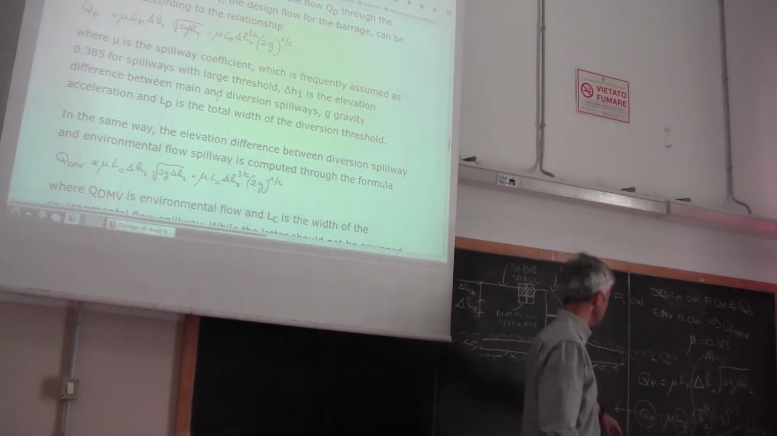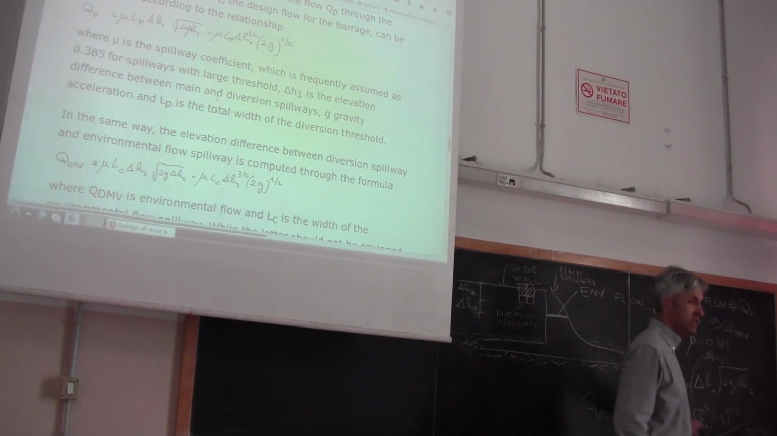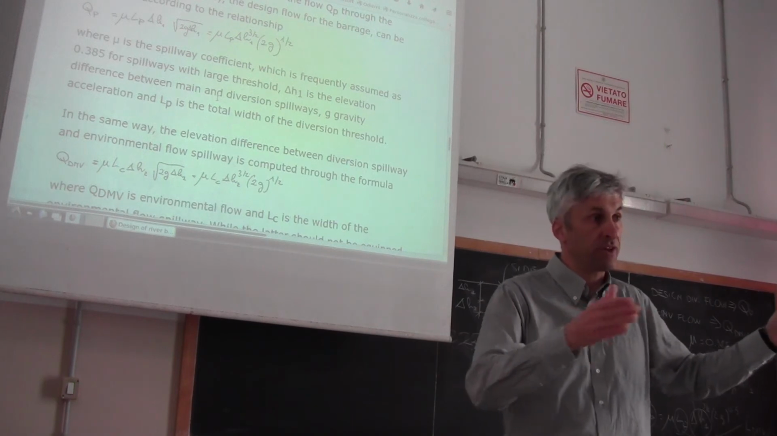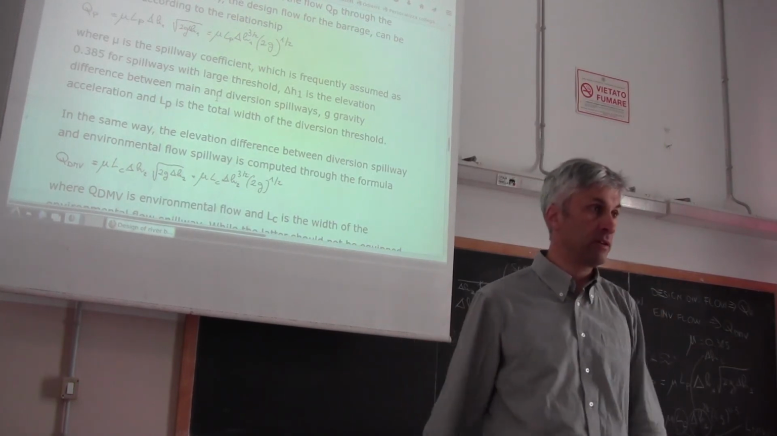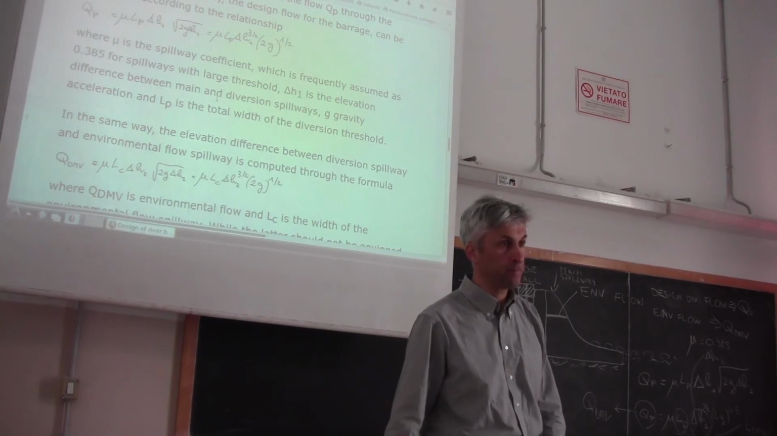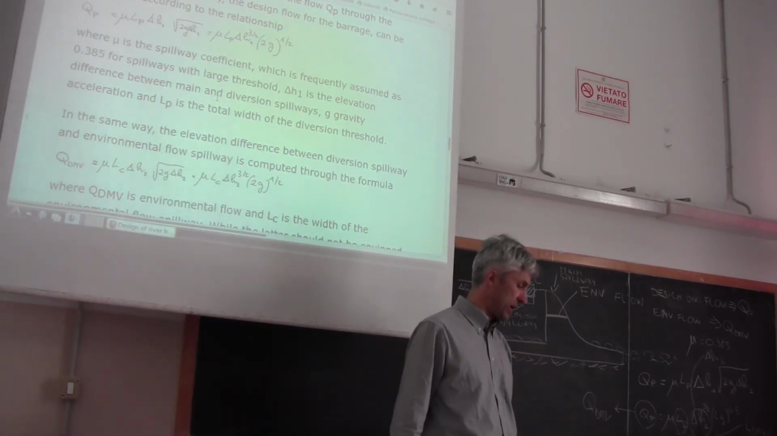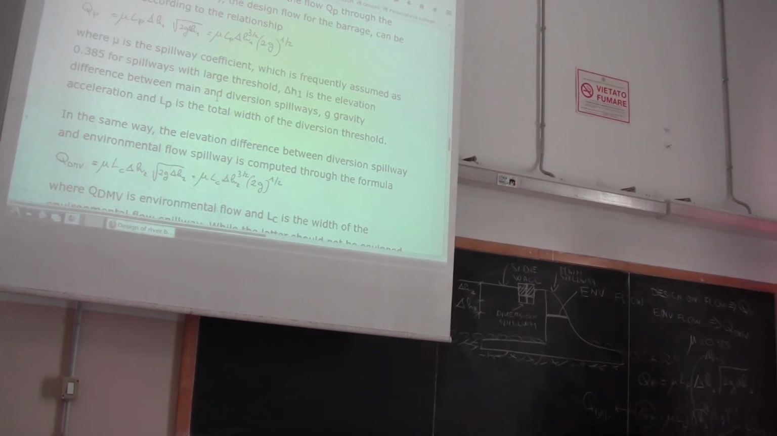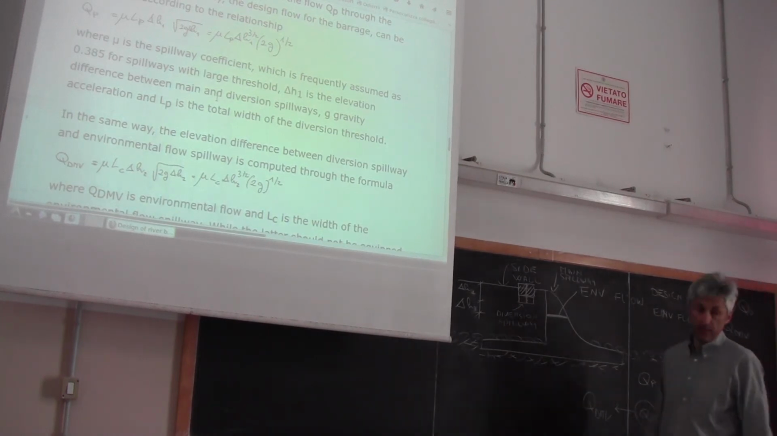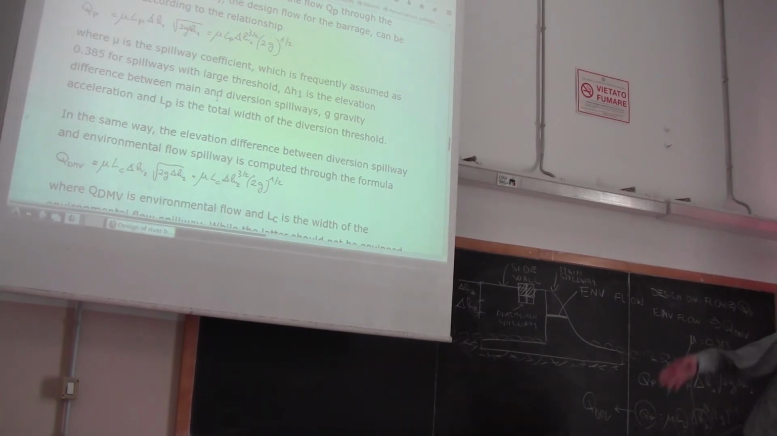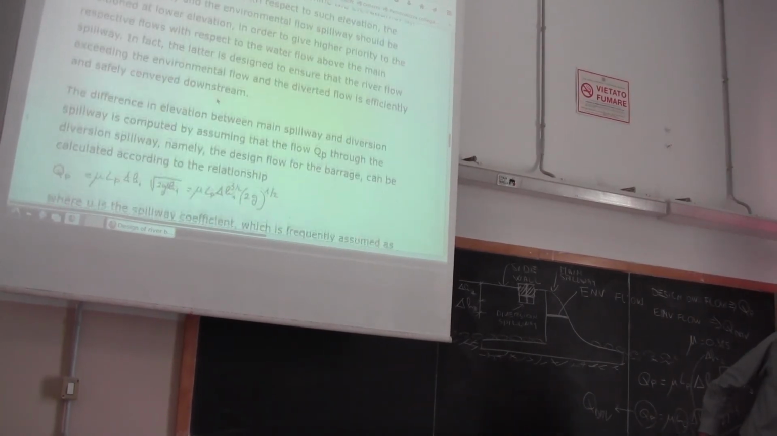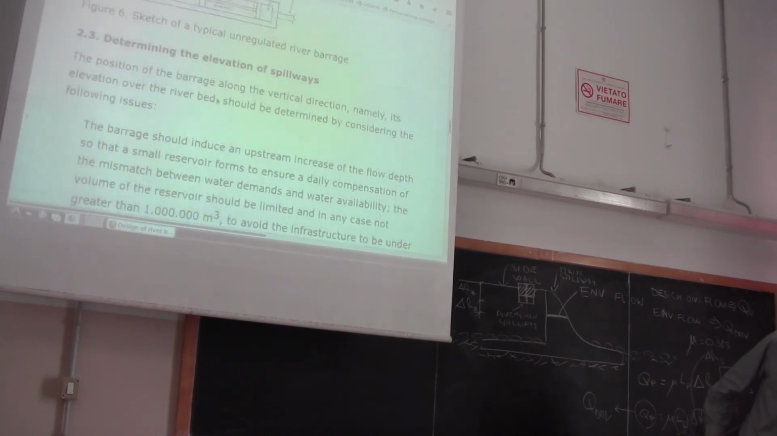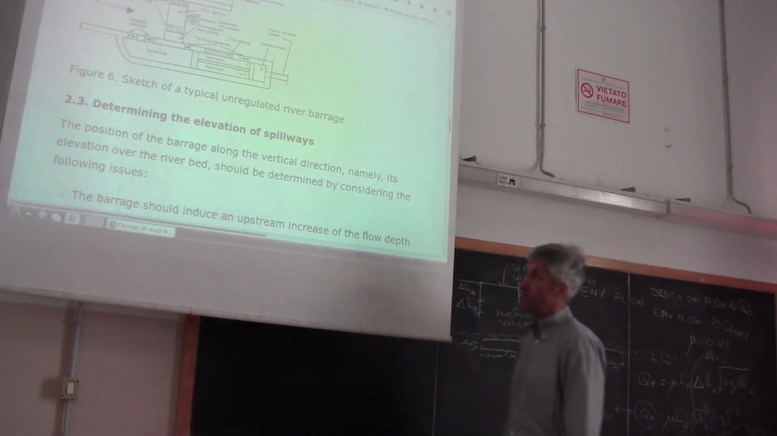Needless to say, in this case, LP is the total width of the gates. So if you have 3 gates, you sum the width of the 3 gates. Okay. Next question, how to design, I go back to the sketch, how to design the sand trap and the gravel trap.